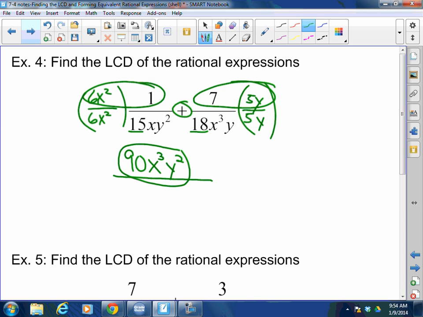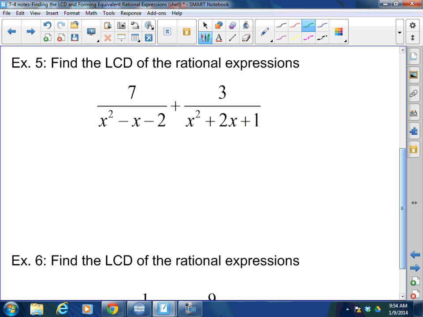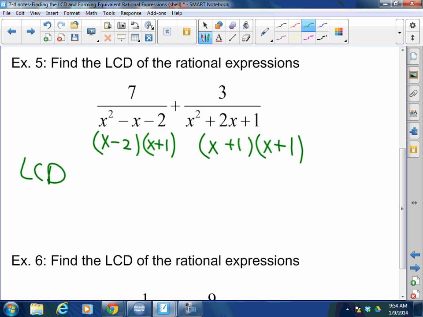Do you see where this is going? Okay. No more of that, though. Let's just stick to LCDs, I promise. Okay. So this denominator is x minus 2x plus 1. And this guy is x plus 1, x plus 1. What would my least common denominator be?